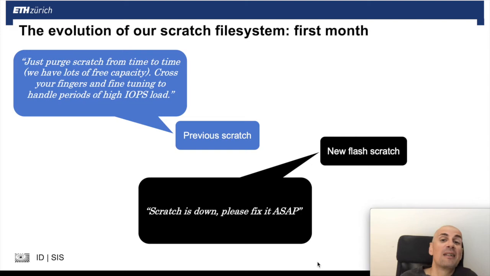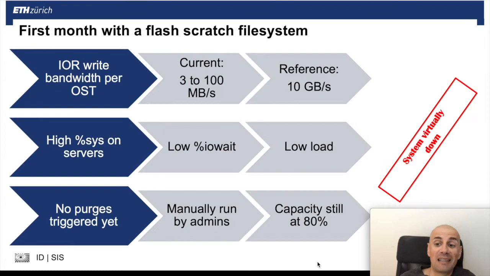So let's see why our scratch was down and our performance was basically terrible. When we were checking the write performance on a single task process, we had 3 to 100 megabytes per second. Of course, the reference of these OSTs was around 10 gigabytes per second in multitask. But in any case, a single task should be capable of doing 1 gigabyte per second, if not more. So that made the file system unusable for write, which in the case of scratch, as we previously discussed, with checkpointing and this kind of workload, is critical.